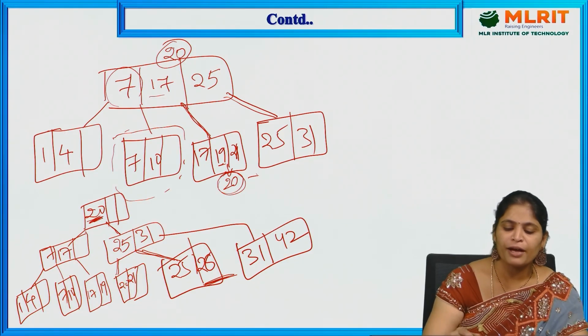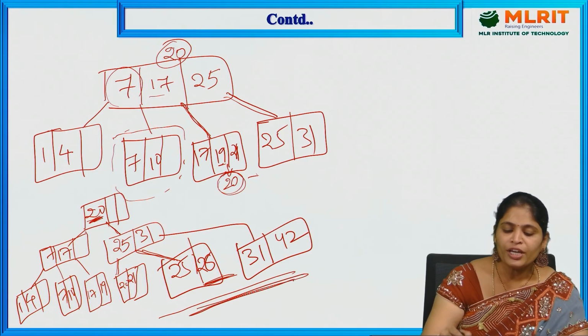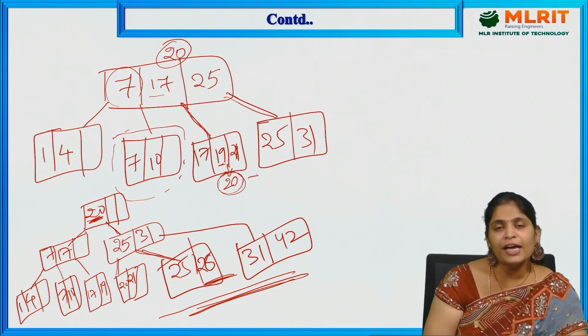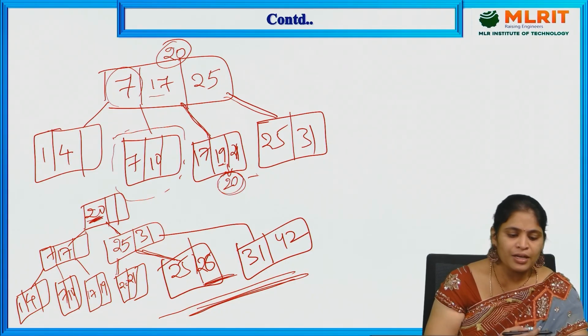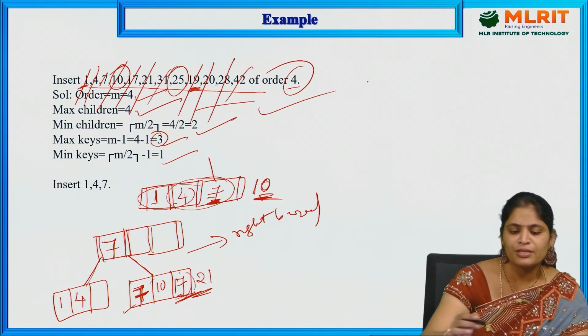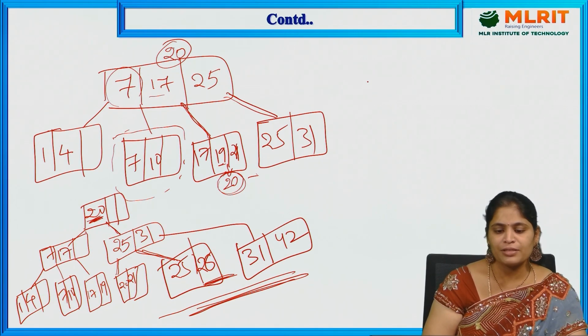So in this manner, I am able to insert all the elements by splitting the nodes and by considering left biased and right biased. So in this way, we insert all the given elements.